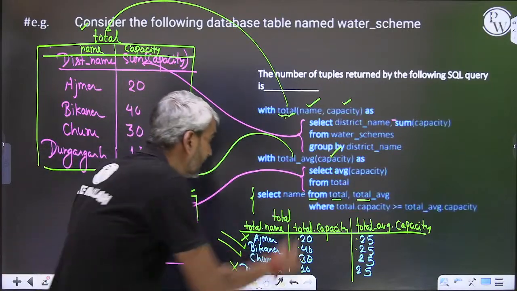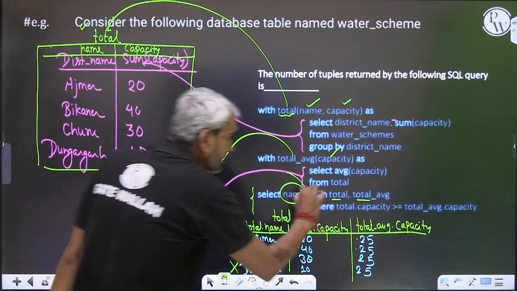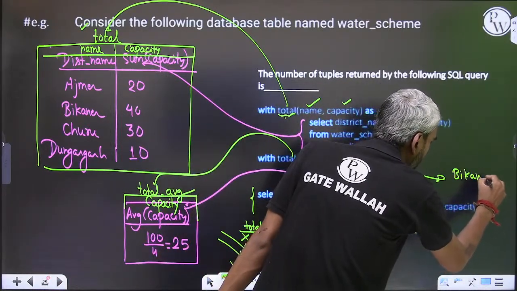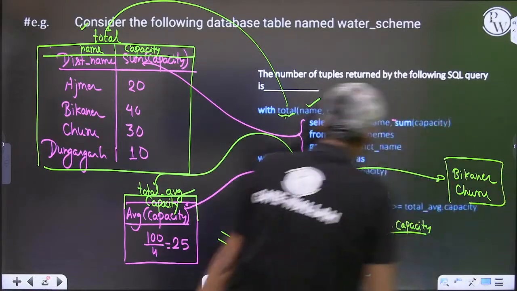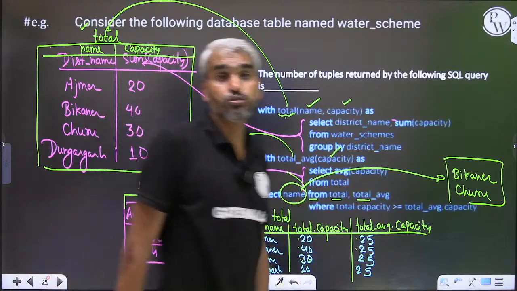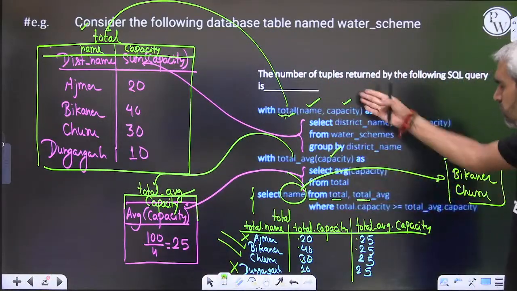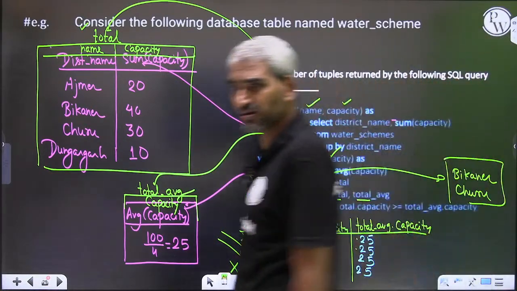Out of these two tuples, you will produce the name. So in the output, you will have two names, Bikaner and Churu. Please tell me if you understand what the order of execution will be. Is it too difficult to obtain the result?